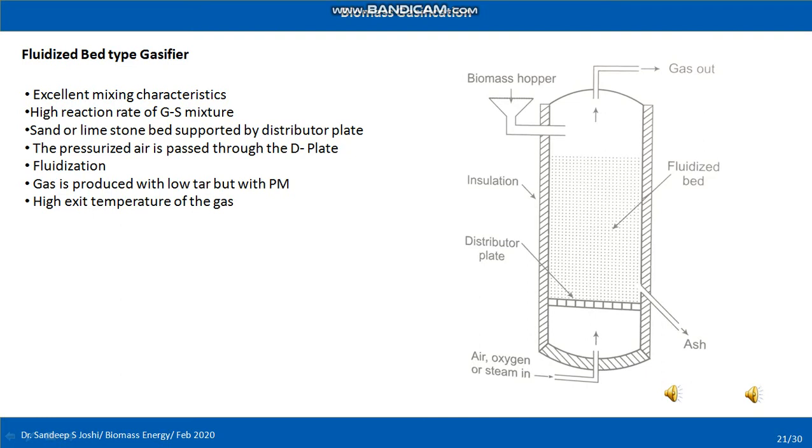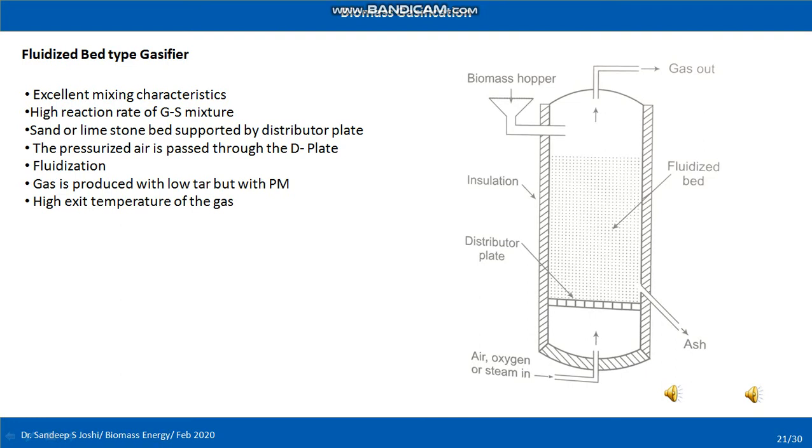Okay, pressurized air is passed through the distributor plate. The velocity of the air is progressively increased till the upward drag of the air on the bed particles supports the entire weight of the bed. The bed is then said to be incipiently fluidized. Okay, and it exhibits fluid-like properties above this velocity, called the minimum fluidization velocity. This moving mass of solid is called the fluidized bed.